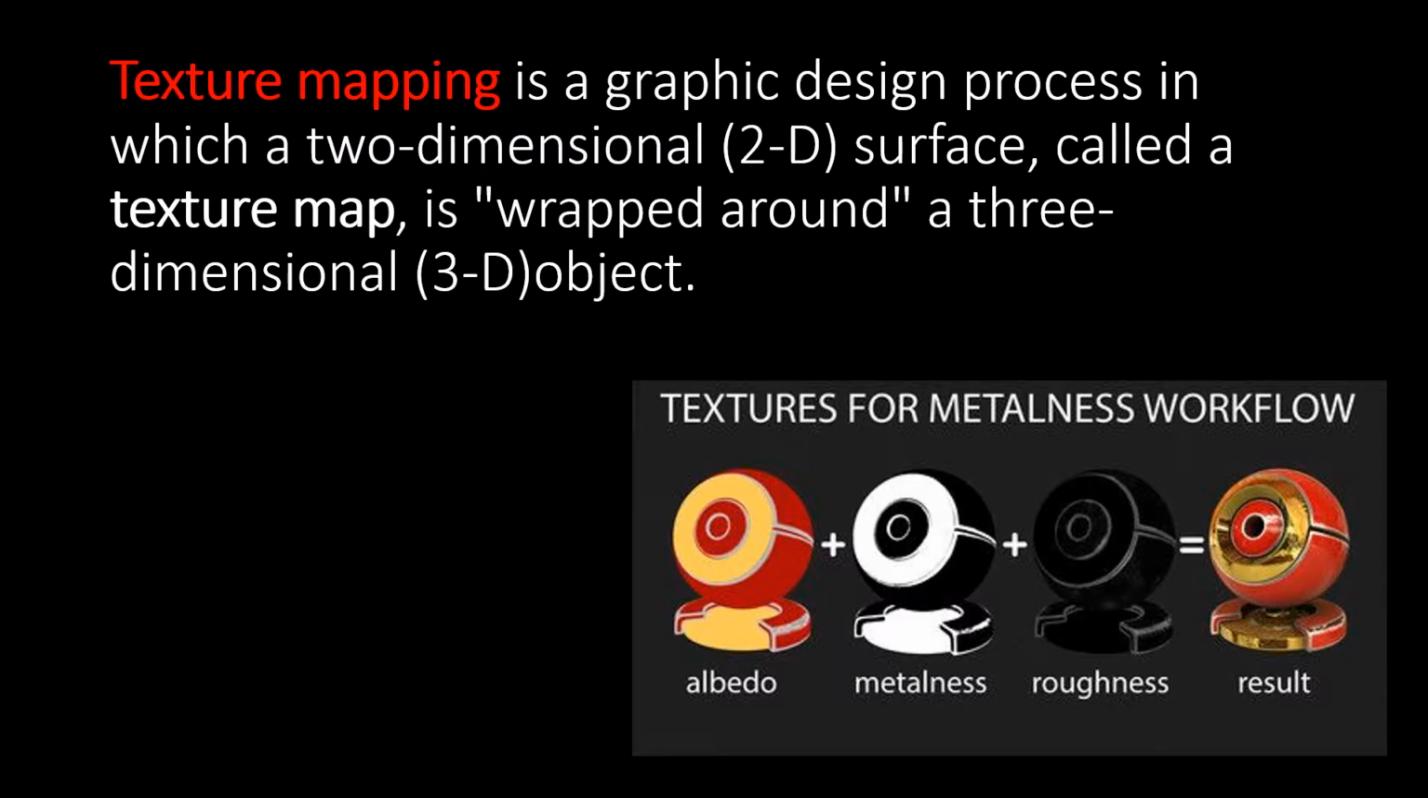Now, texture mapping, that is something that in graphic design, you take a two-dimensional surface called a texture map and you wrap it around a three-dimensional object to create the illusion of texture. But actually, it's on a smooth screen. The texture you see is not necessarily the texture of the computer that is delivering it to you.